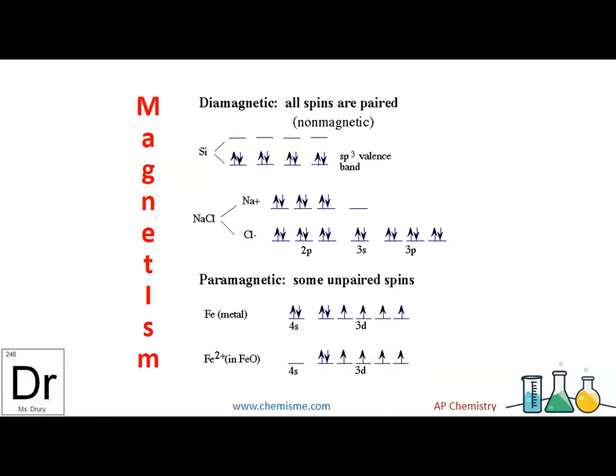So I think that you should always draw out your arrows to see if there's any unpaired. Parallel spin for paramagnetic means it is magnetic. Paired for every one means it's diamagnetic and there is no field.